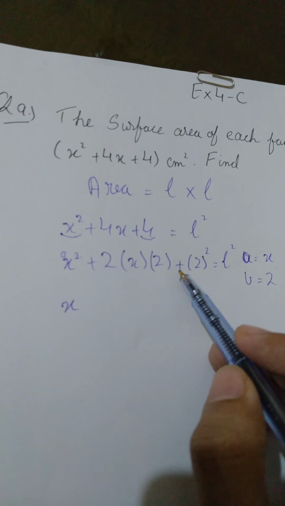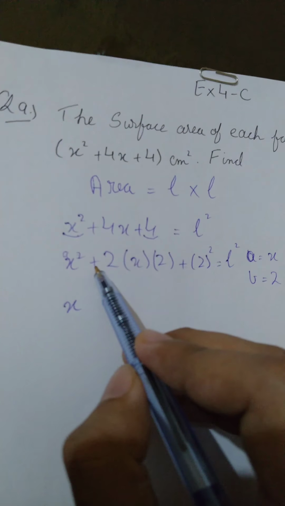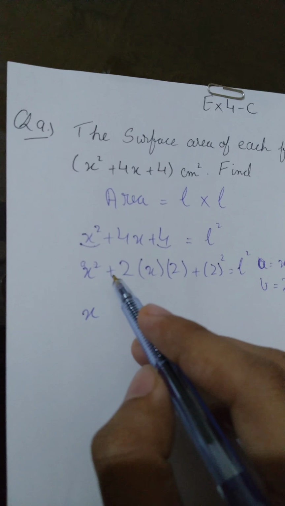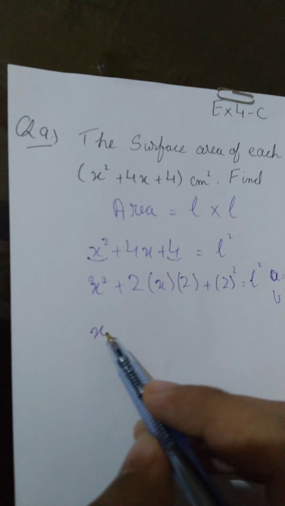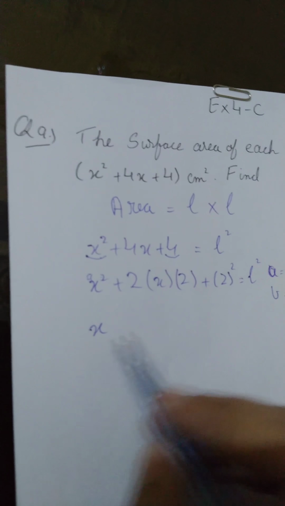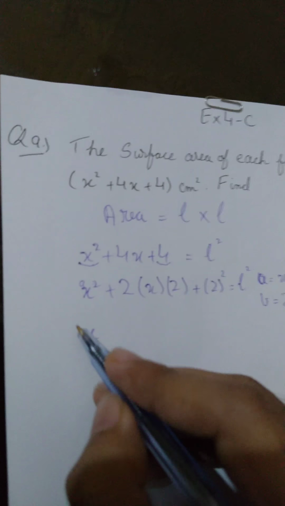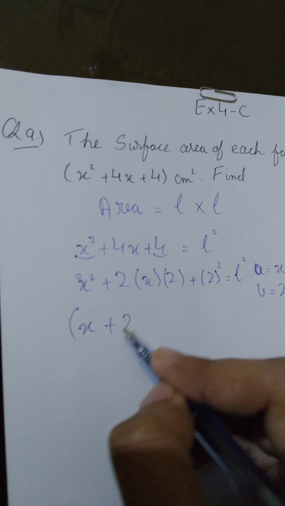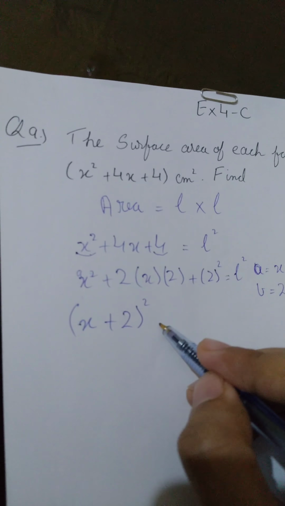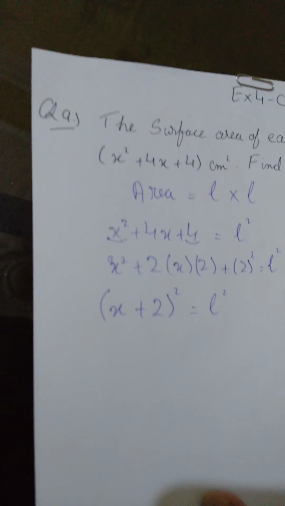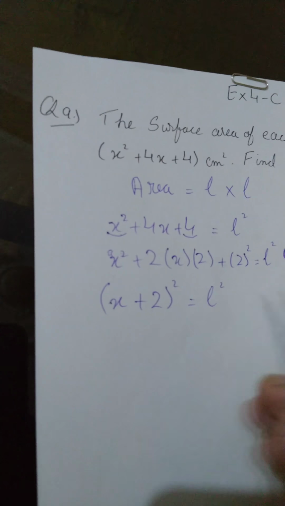If there was a minus sign here, I would apply the (a minus b) whole square formula, but here the plus sign is there, so I will apply the (a plus b) whole square formula. Here x is my a and 2 is my b, so I will put these into the formula. (a plus b) whole square equals L square. Okay, I've put them into the formula.